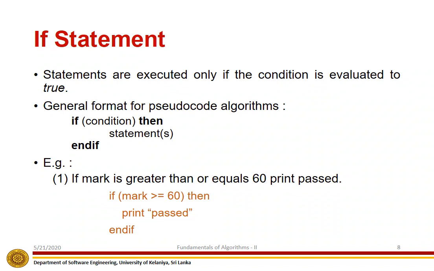And in here I have given two examples for the if statements. First one, we want to print pass if the mark is greater than or equal to 60. For that, like the general format, we can write if, in the brackets the condition mark is greater than or equal to 60, then keyword, the next line print pass, then end the if condition. This block of code will execute only if the mark is greater than or equal to 60. Otherwise, this will skip from the procedure.